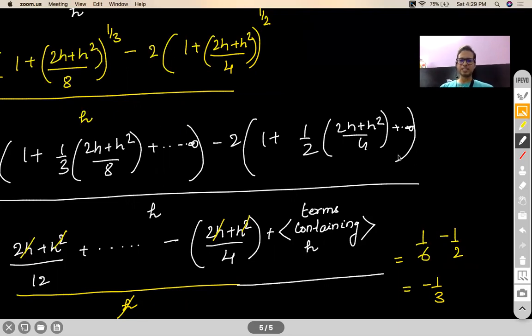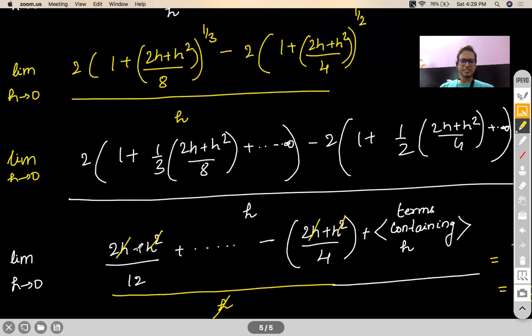H common. Okay. Shreyas is asking, where did the h common come from? See, you have 2h plus h square by 12. The next term would have even more h's because you'll have 2h plus h square by 8 square coming up. So I'm not writing those terms because I don't need them, because they will anyways become 0 when I put h as 0. So I borrowed one h from all the terms of the numerator and got it cancelled from the h in the denominator.